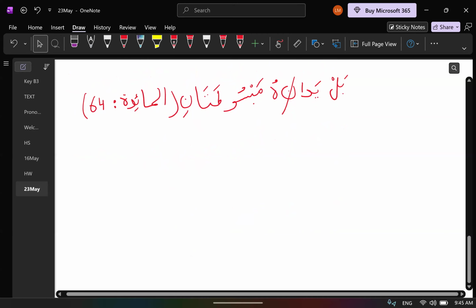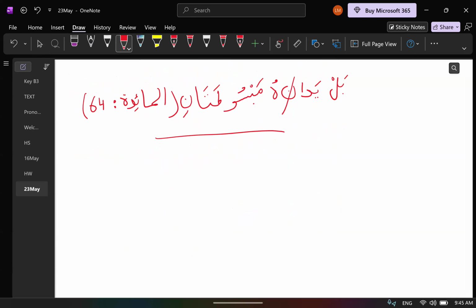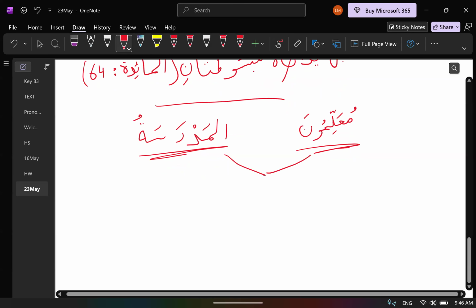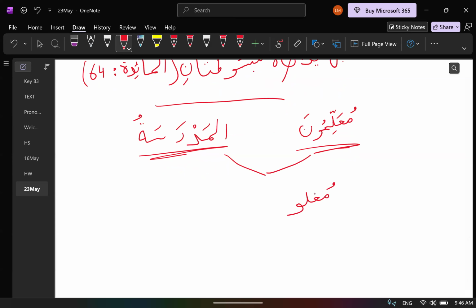Okay, now let's look at the other part, which is dropping of the noon for jama muzakkar salim. Same concept. Let's take an example: muallimuna, teachers, and you have al-madrasatu, the school. Now you want to make it mudaf ilayhi, teachers of the school. You will bring it down over here and you will say muallimu al-madrasati, teachers or scholars of the school.